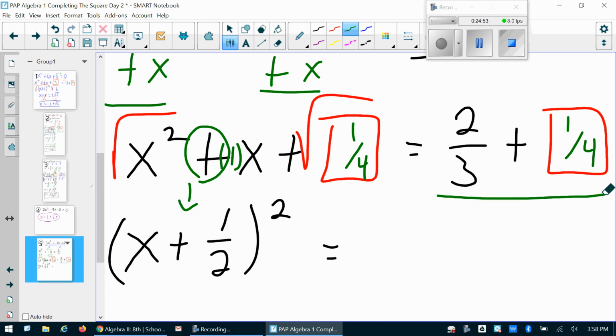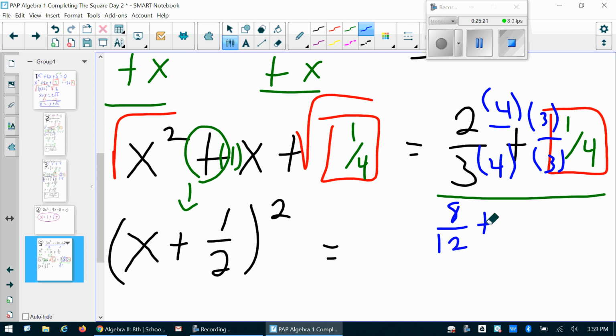To add these two, I need common denominators. So here I'm going to multiply both fractions by something. The least common multiple of 3 and 4 is 12. So I'm going to multiply this one by 4 over 4. And this one by 3 over 3. Notice on both fractions I want a denominator of 12. That's going to give me 8 twelfths plus 3 twelfths, which equals 11 twelfths. So that's the number that goes here.